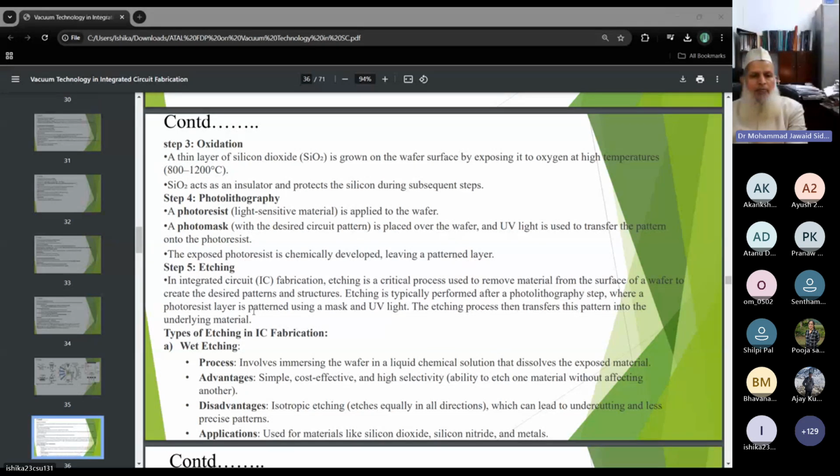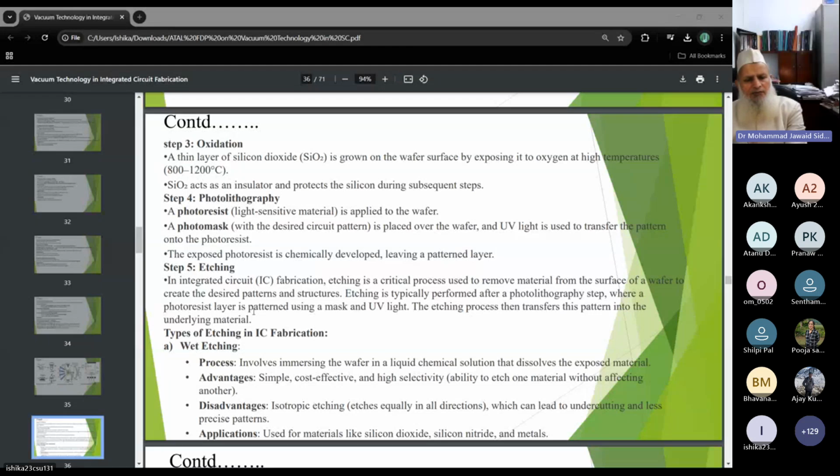Next is photolithography, and silicon dioxide is a very good masking agent. It can be used in photolithography: regions where we don't need doping will be covered with silicon dioxide. In photolithography, photoresist is used, and we remove the material from where we want doping, and where we don't want doping, the material has to remain there. That is done with the help of etching. So different etching processes are there.